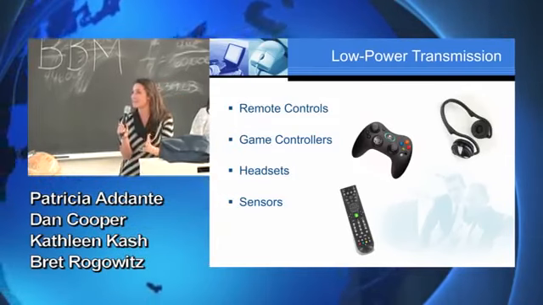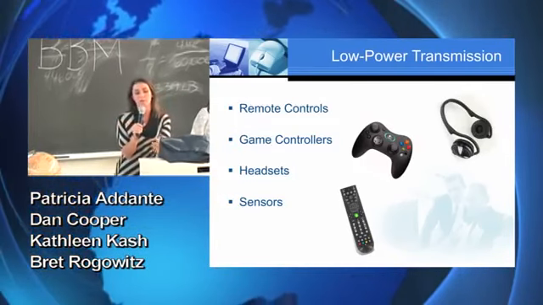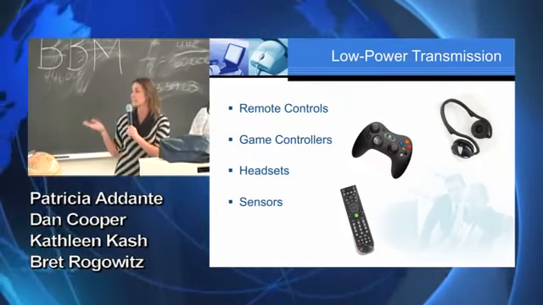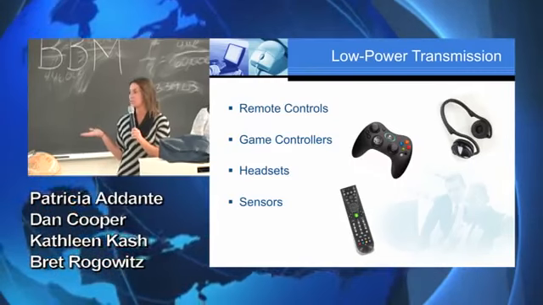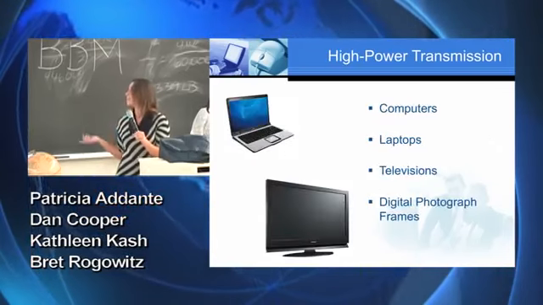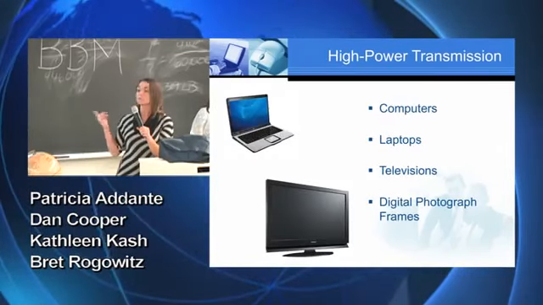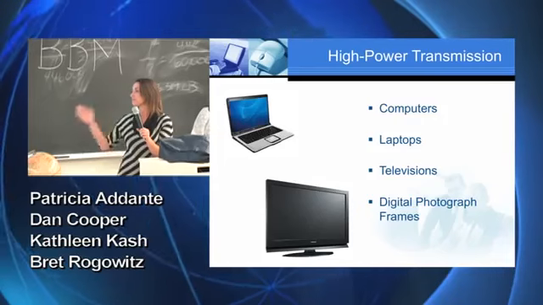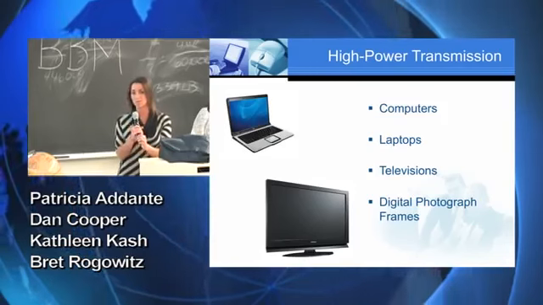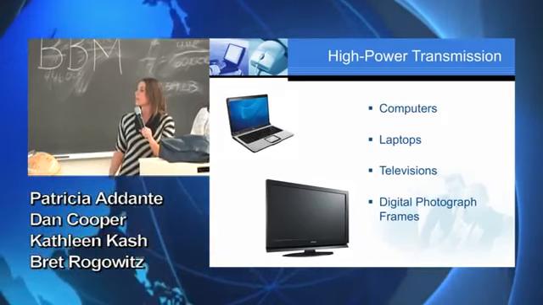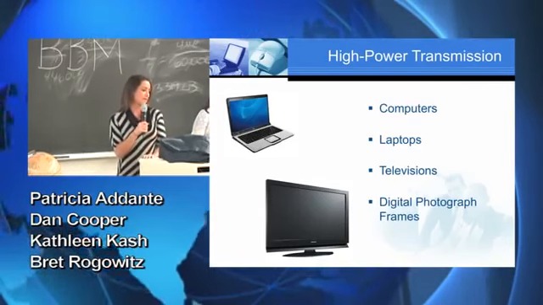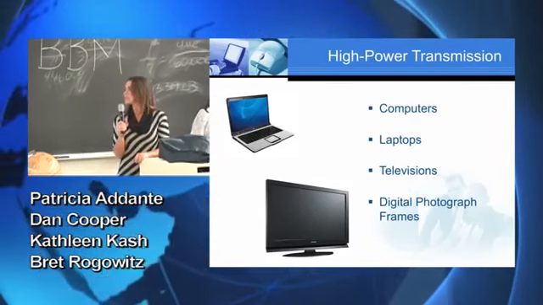Here are a few examples of low power transmissions. Wireless power is divided into two categories: low power and high power. As you can see, here are a few examples of low power transmission, such as game controllers, headsets, etc. Going on to high power transmission, everything from computers, laptops, televisions, digital photo frames. As we said, it's still kind of the tip of the iceberg, so in years to come, it'll probably be more of this around. And we're going to watch about a 1.5-minute video on how exactly the wireless power works.